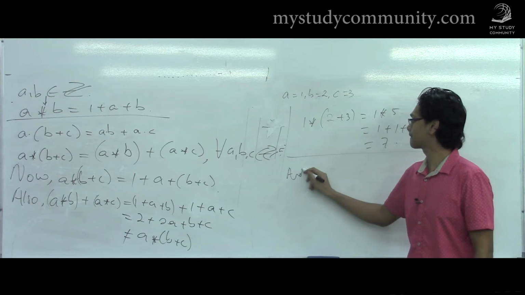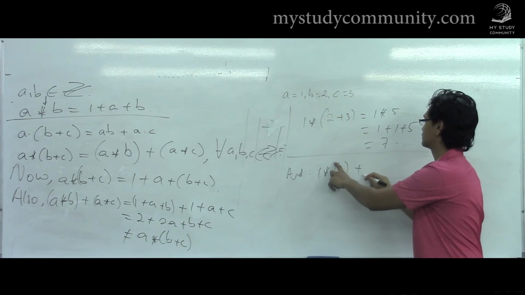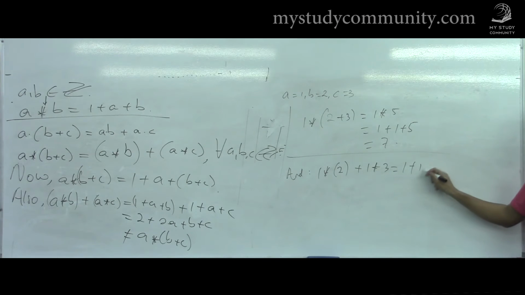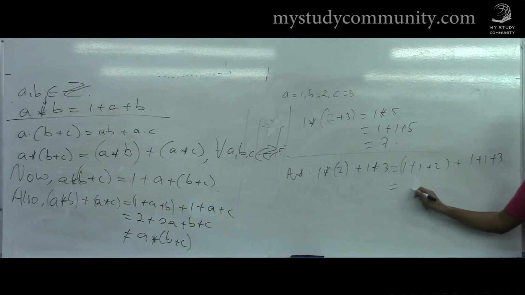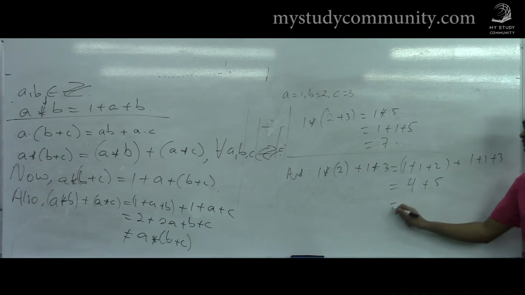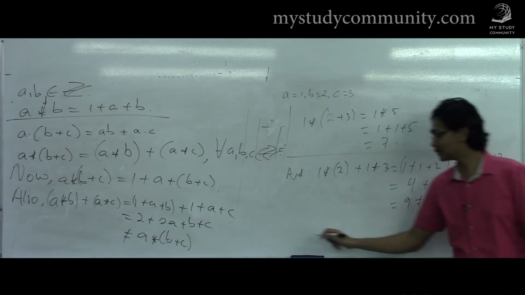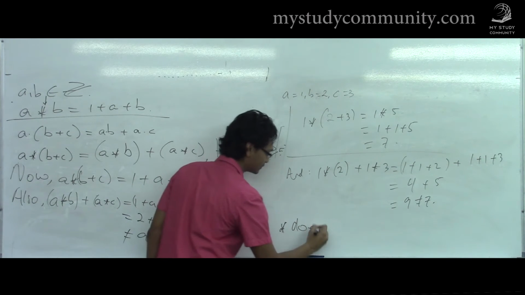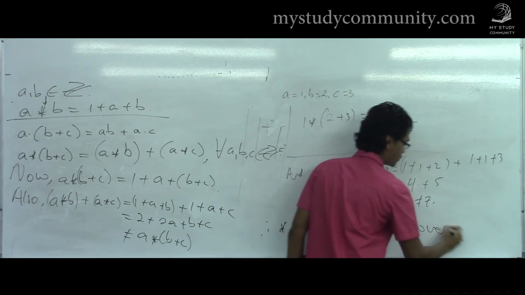And 1 star 2 plus 1 star 3 equals 1 plus 1 plus 2 plus 1 plus 1 plus 3. This simplifies to 4 plus 5, which is 9, and 9 is not equal to 7. Therefore, star does not distribute over addition.